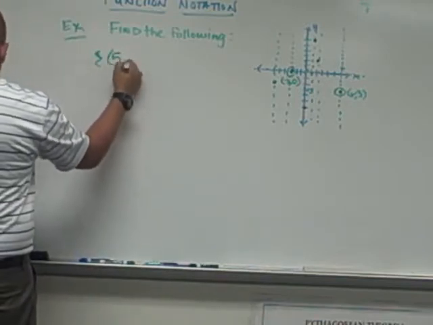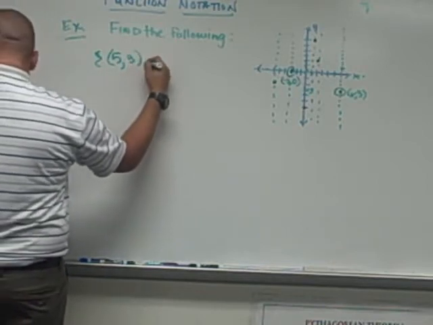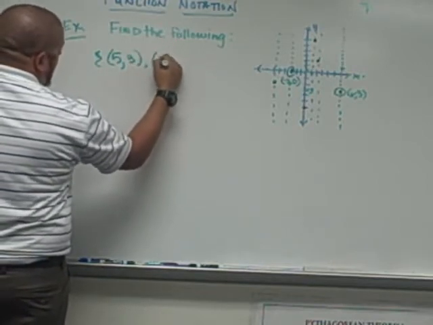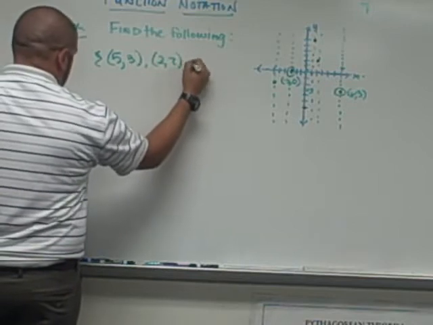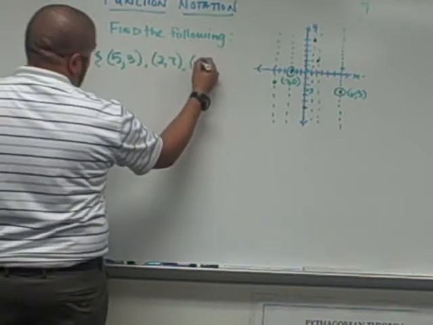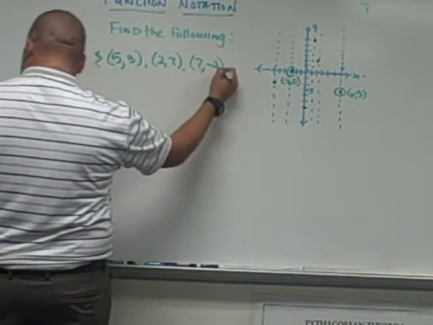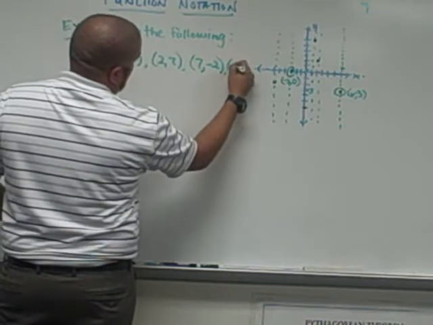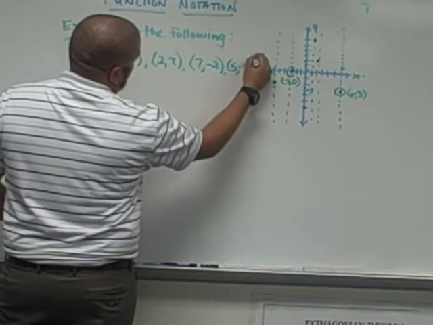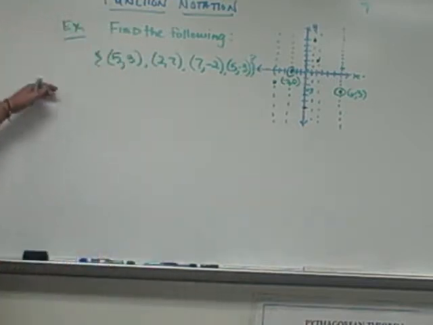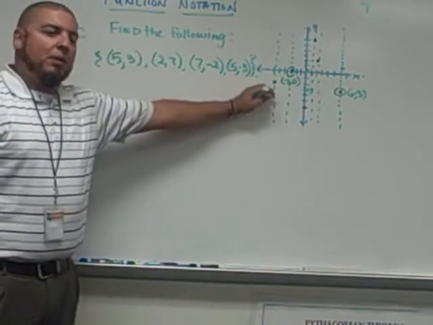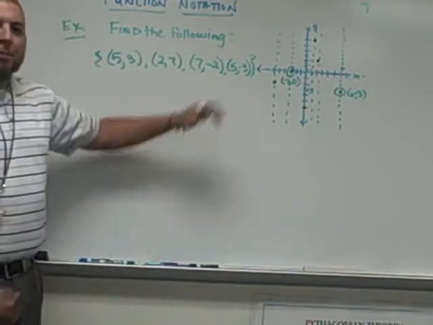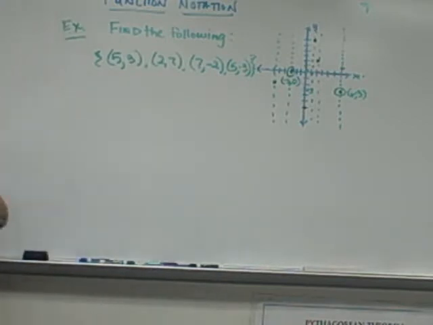So I have (5, 3), (2, 7), (7, -2), and (5, -3). So now I have a relation, a set of ordered pairs, and a different representation. Okay? Same things apply here.